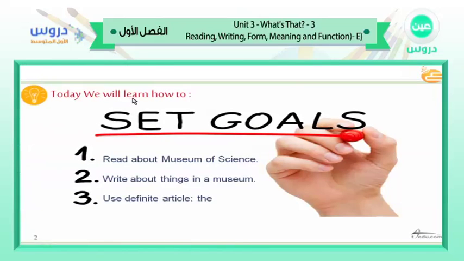Today, students will be able to read about the Museum of Science. Not art science, not sports science, not national science, but read about the Museum of Science. Number 2, write about things in a museum. Number 3, use the definite article, the. In a previous lesson, we learned how to use the indefinite articles a and an, but today we will learn how to use the definite article the.